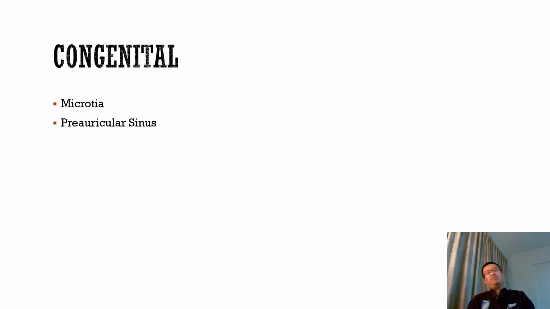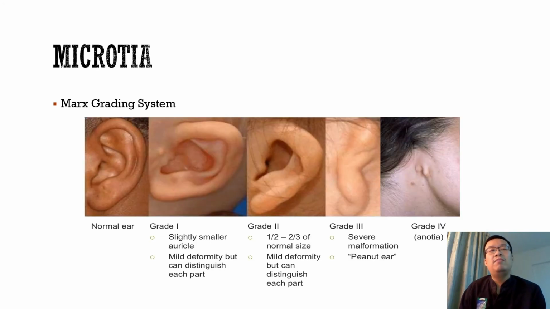Now we have been done with acquired, let's move on to congenital. Microtia, preauricular sinus. What's microtia? Microtia is basically the ear being smaller than it usually is. That's a layman term, so we like to classify it using the Marx grading system. On the left side, you see the normal ear. Then grade 1 looks a bit smaller, but you can see the helix, you can see the tragus, just a bit smaller.